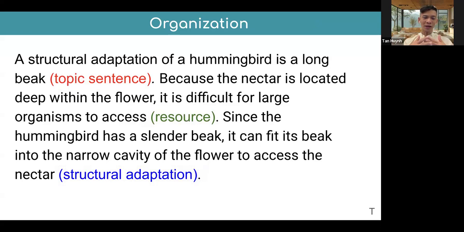So this is the structure that I noticed in my organization, the sequence of ideas I want my students to be able to follow. Start off with the topic sentence. Identify one structural adaptation of a hummingbird. Tell me the resource the hummingbird wants. Then tell me the structural adaptation it uses to get to that resource.